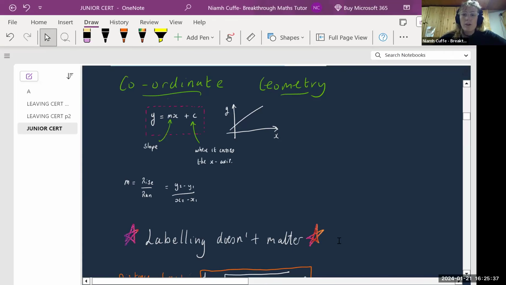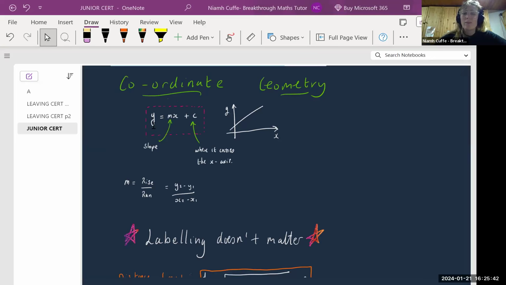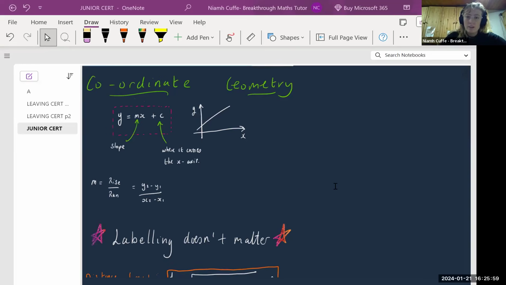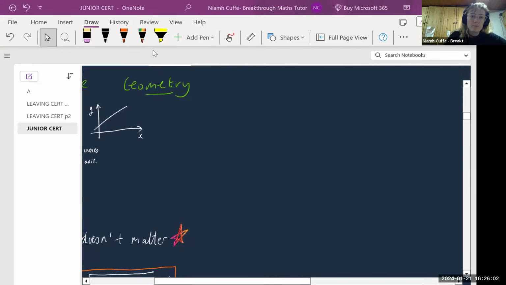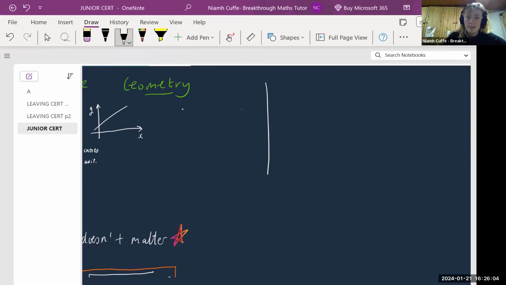But what I really want to talk to you about now is coordinate geometry. This is something that comes up time and time again. You're going to see this in your junior cert, and you're also going to see it throughout your leaving cert. It's a huge topic. Coordinate geometry is talking about plots and graphs and lines. If I've got a plane with a y-axis and an x-axis, coordinate geometry gives us a way to pinpoint a point in this plane.